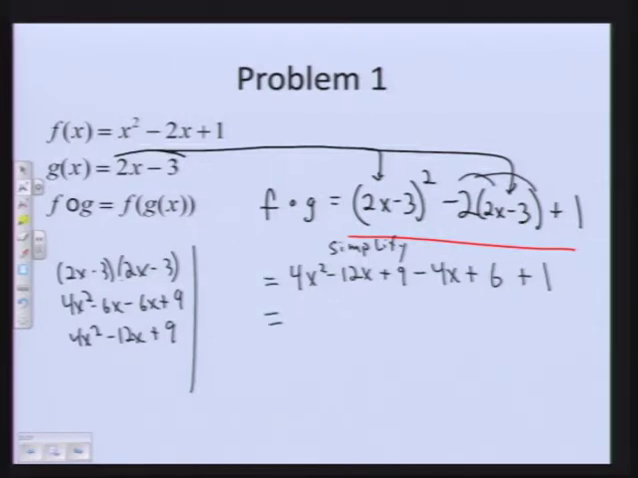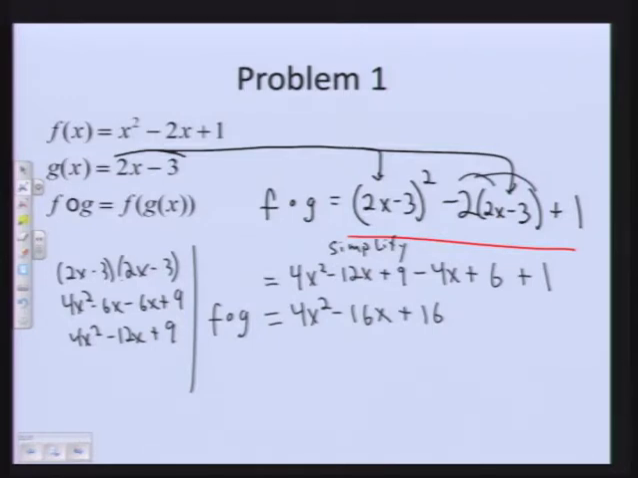Now, to simplify this, we have 4x squared. We have minus 12x minus 4x would be minus 16x. We have plus 9 plus 6 is plus 15, plus 1 would be plus 16. And that is the composite f circle g, or f of g.